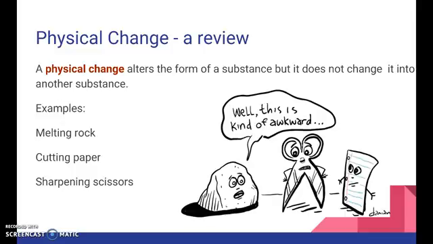So if you melted a rock, it's still a rock. It's just melted in a new shape, like an ice cube is a rock. You could cut paper, but that paper would still be paper. No matter how many pieces you cut it up into, it would still all be paper. You sharpen the scissors, you still have a scissors, and the metal filings are still metal. You didn't change them into something different. So those are all examples of a physical change.